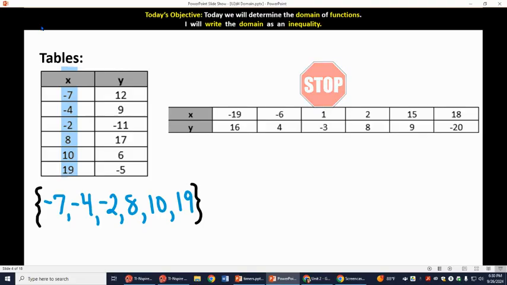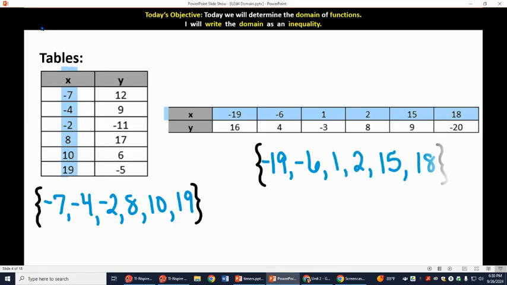Let's see how we did. I'm looking at my x values. I start with a curly bracket and write -19, -6, 1, 2, 15, and 18. And I close with another curly bracket. That is the domain for the second table.